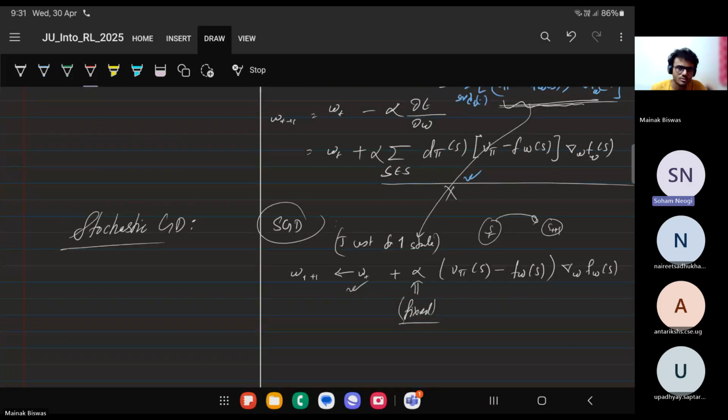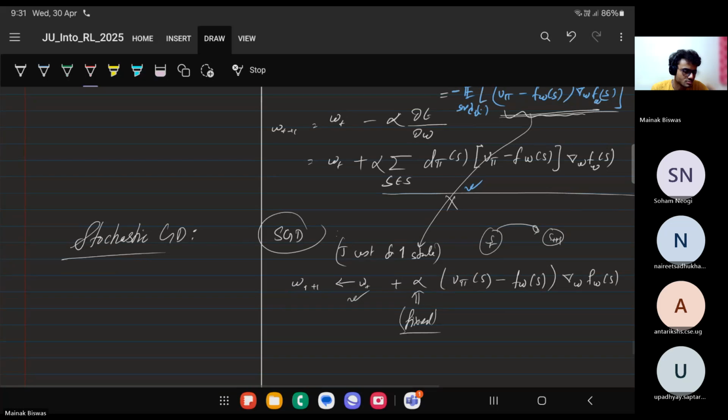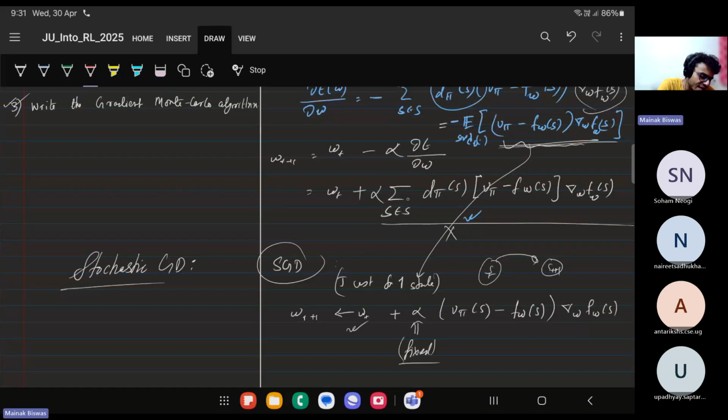Could you just once more repeat the distinction between this and normal GD? So in GD, the expectation is over all the states, right? But whenever we could write an expectation, whatever is in the expectation, I can put it in the update. I don't even need to take the expectation. I can take one step at a time and do the update, instead of taking all the states and computing the gradients. Okay.